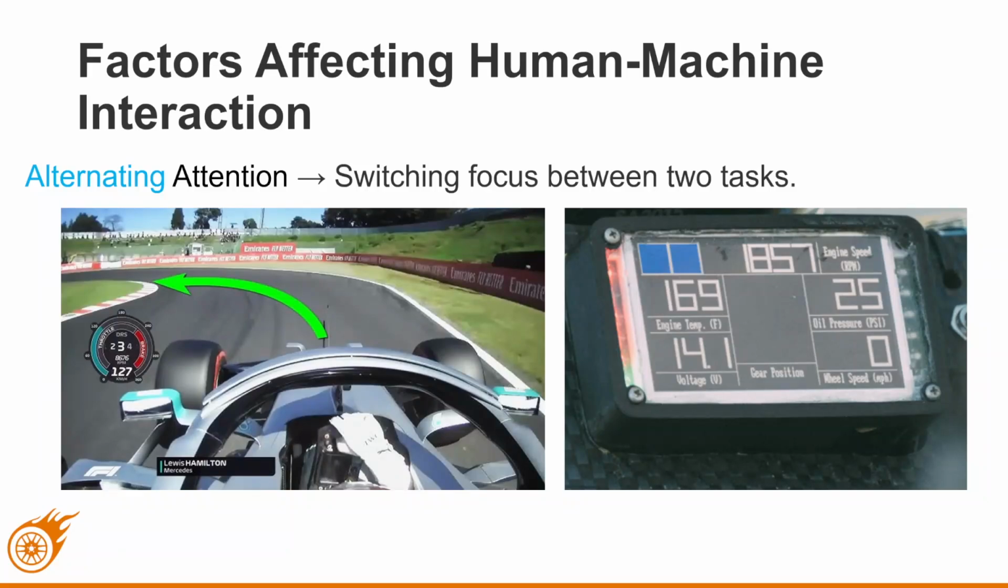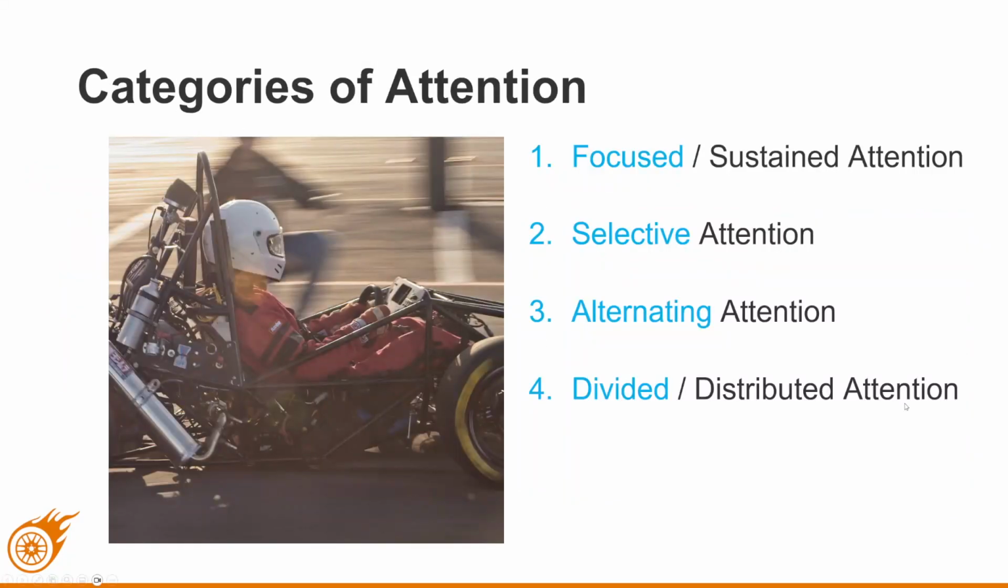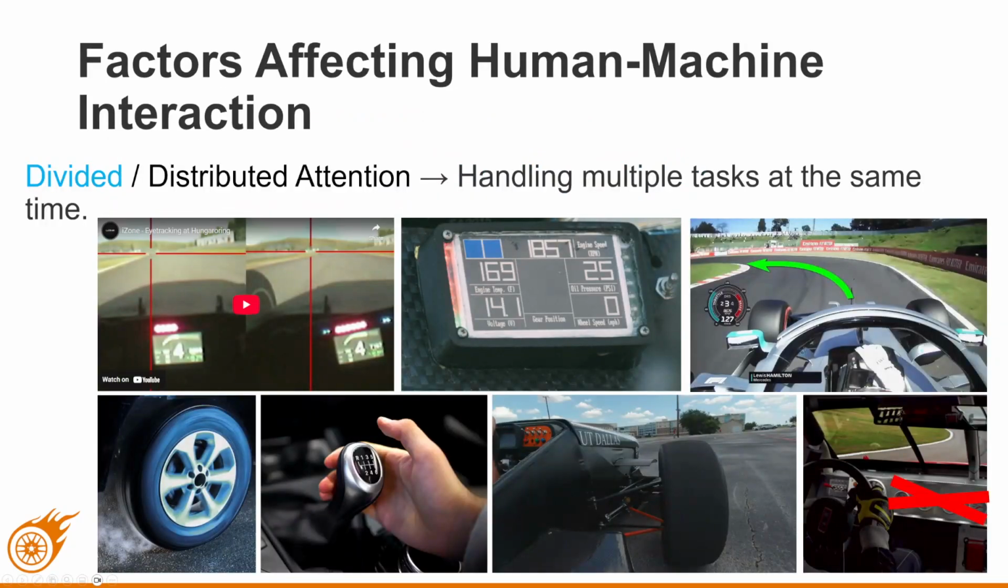So the takeaway here is to ensure quick glance usability of instruments and controls, so switching attention doesn't slow reaction or induce errors, kind of like what we discussed in the previous two slides. And so the final category of attention is divided or distributed attention. What this essentially means is that the driver's handling multiple tasks at the same time. So drivers are also always handling multiple inputs simultaneously, is what this is kind of demonstrating.